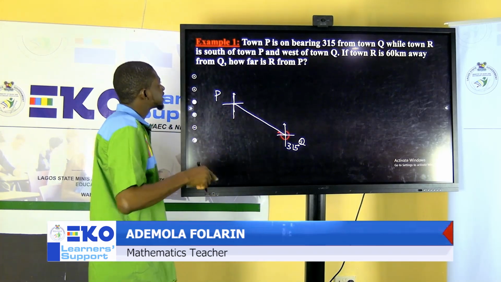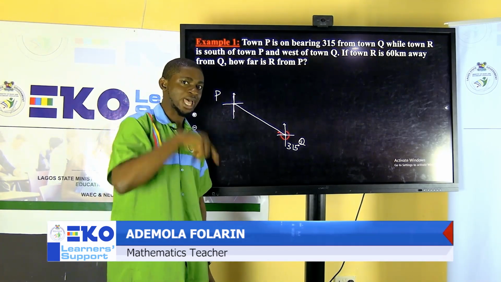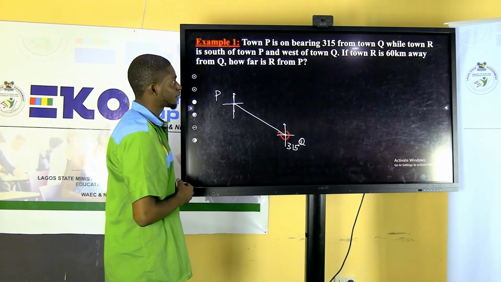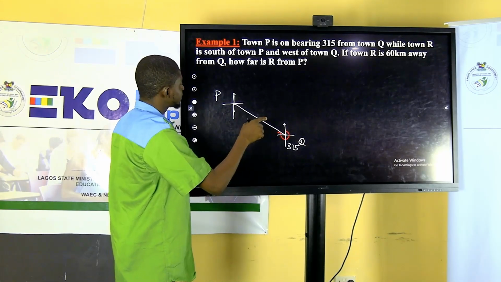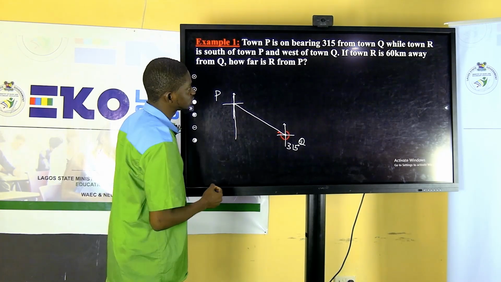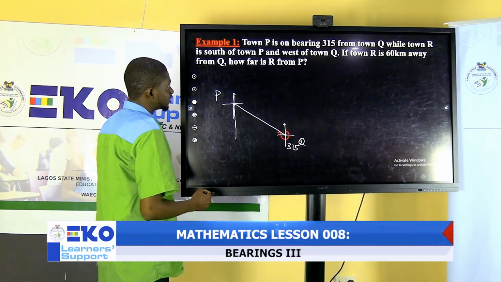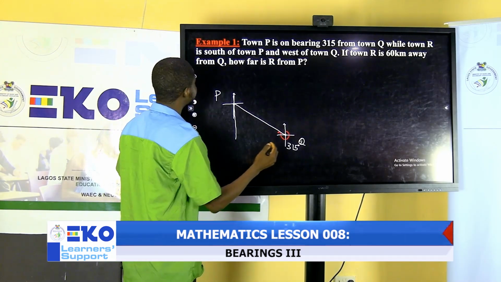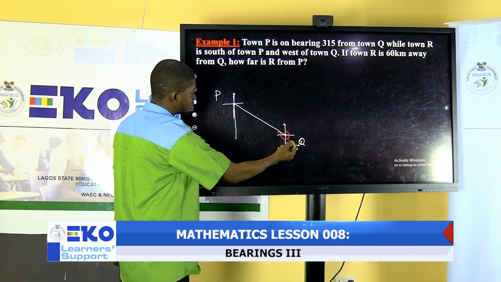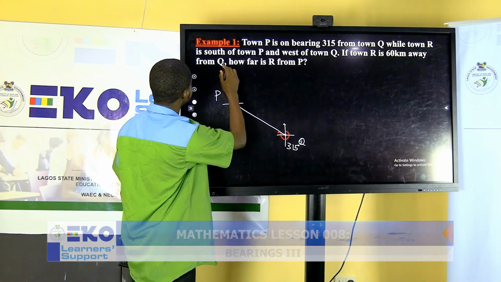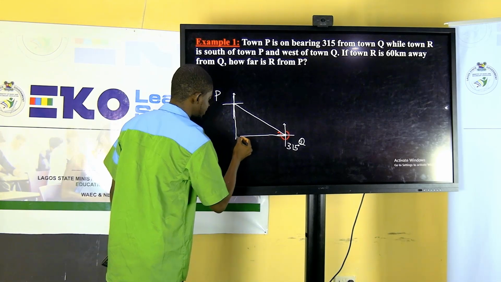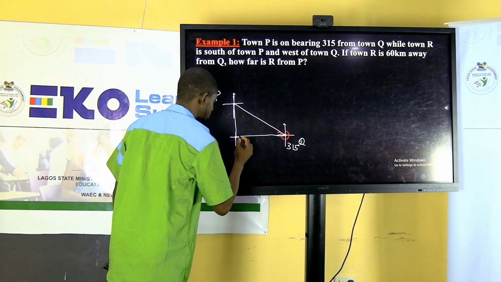While town R is south of town P, so this is the south of town P. That is where its location is. We do not really know where it must stay. If town R is 60 kilometers away from Q, they are trying to say it is south of P and west of Q. So this is the west of Q, this is the south of P, and this place is town R.